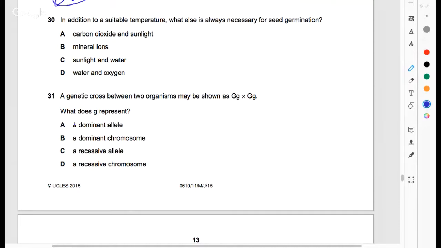In addition to a suitable temperature, what else is necessary for seed germination? Carbon dioxide and sunlight, mineral ions, sunlight and water, water and oxygen. So remember, seeds are stored underground, so sunlight is not that important.